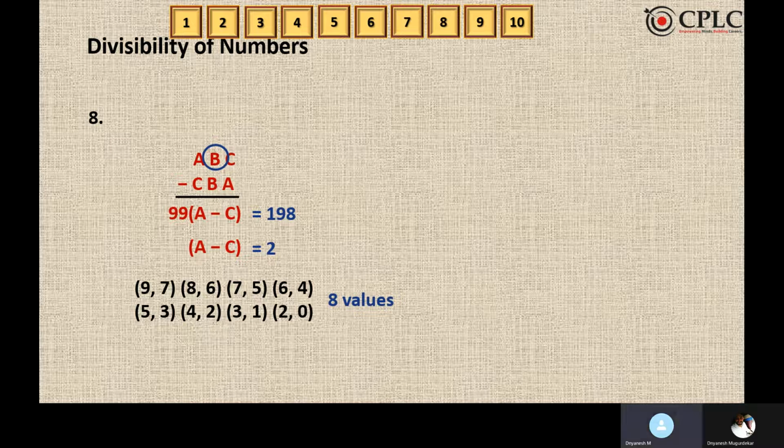For A and C, the difference has to be 2, and for that we have got 8 cases, as you can see on the screen. For B, a single digit, repetition is allowed, so 0 to 9, 10 values are available. In totality, that makes it 80 values for the entire three-digit number. So option 4 is your answer for this question.